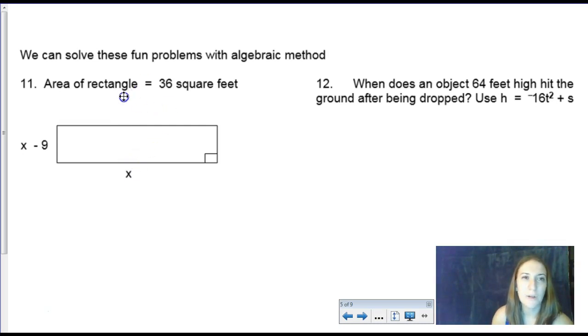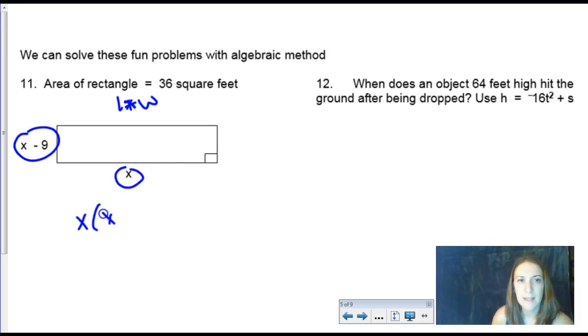And I know I find the area of a rectangle by taking the length and multiplying it by the width. So the area of our rectangle, if I multiply the length and the width together, would be x times x minus 9. And instead of doing some math to find what the area is, I know the area is 36. We're going to work through our algebra and figure out how big the dimensions of the rectangle are.